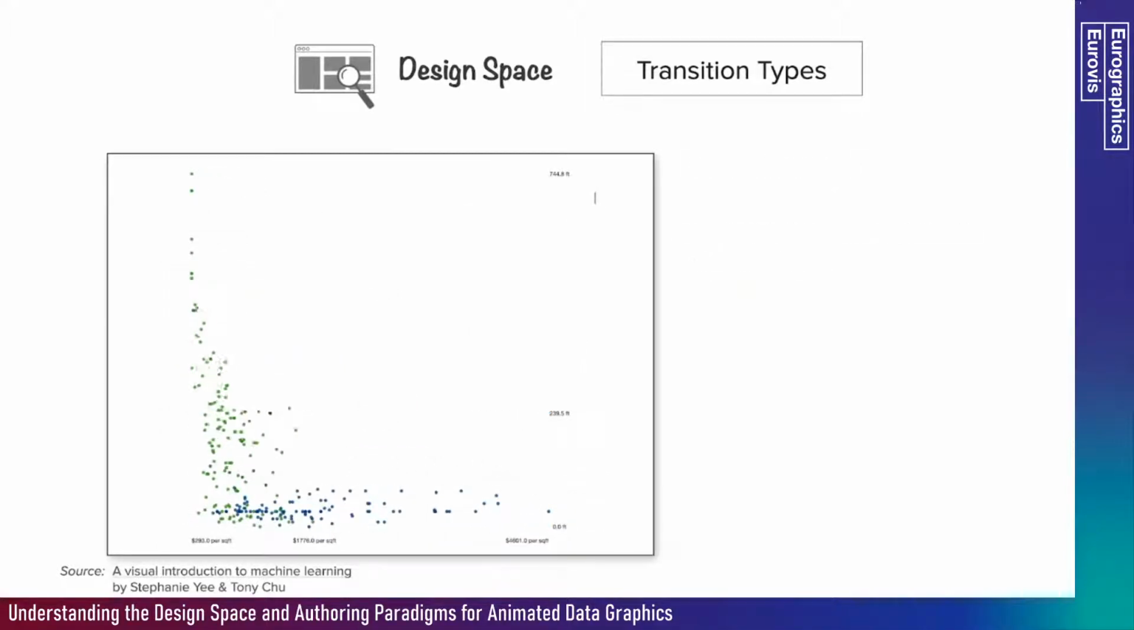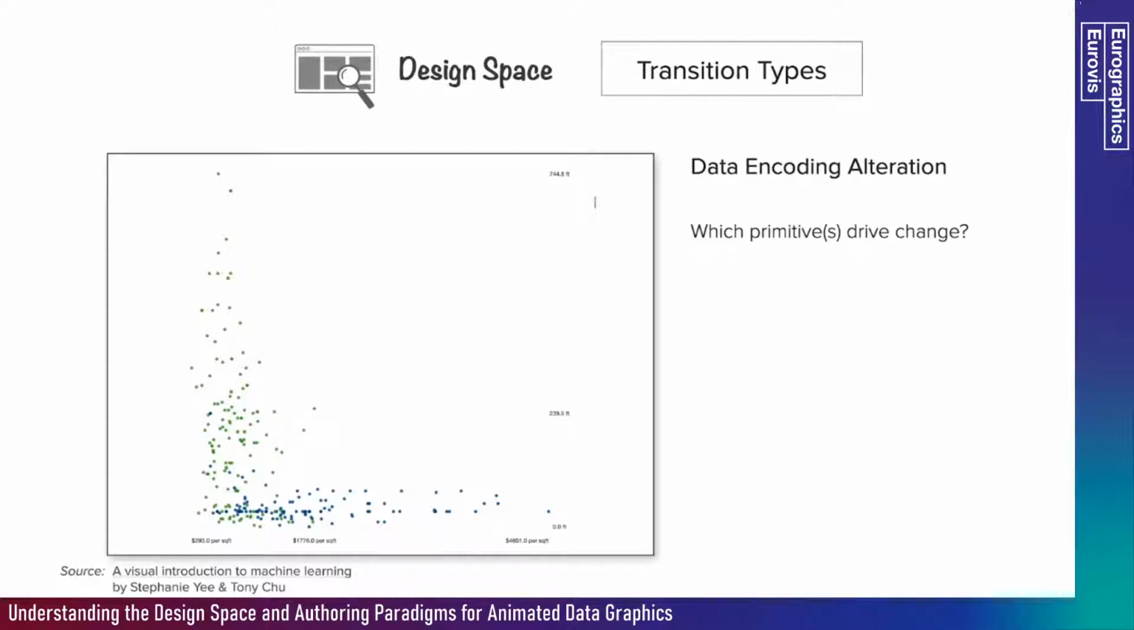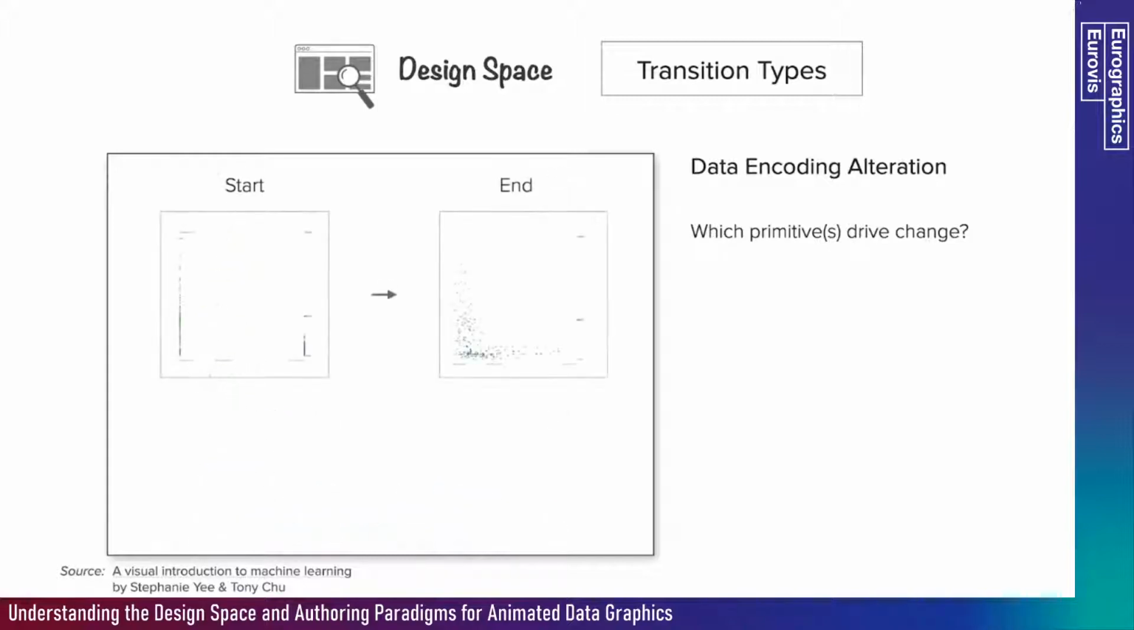Here's another example that completes the stage transition into a scatter plot. The x-axis is now representative of price per square foot. This is an example of a data encoding alteration. Again, we break down the animation from start to end.